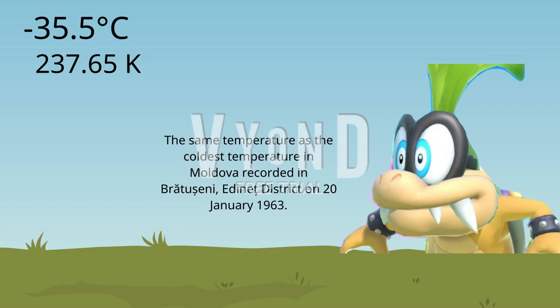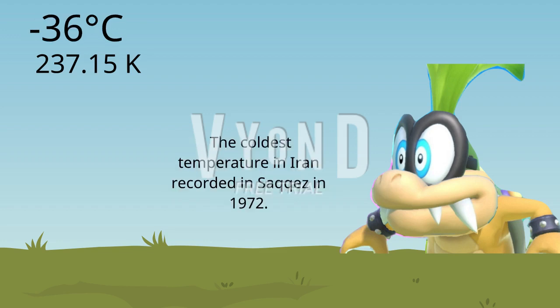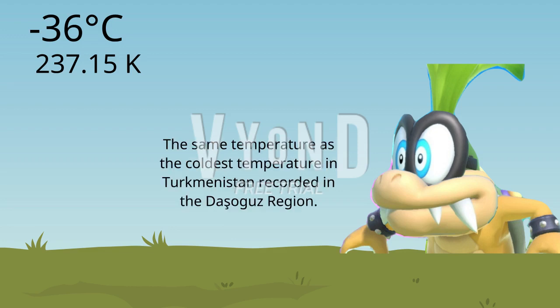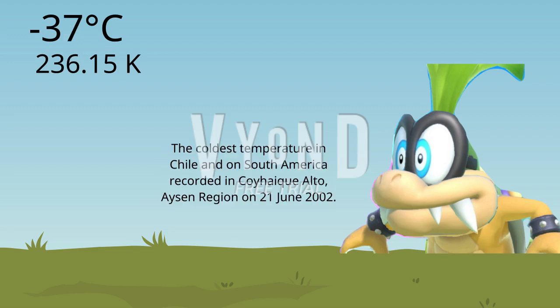The same temperature as the coldest temperature in Moldova recorded in Bratușani, Edinet district on the 20th of January 1963. The coldest temperature in Iran is -36 degrees Celsius, or 237.15 Kelvin, recorded in Saqqez in 1972, the same temperature as the coldest temperature in Turkmenistan recorded in the Dasogz region. The coldest temperature in Chile and on South America is -37 degrees Celsius, or 236.15 Kelvin, recorded in Coyhaique Alto, Asan region on the 21st of June 2002.